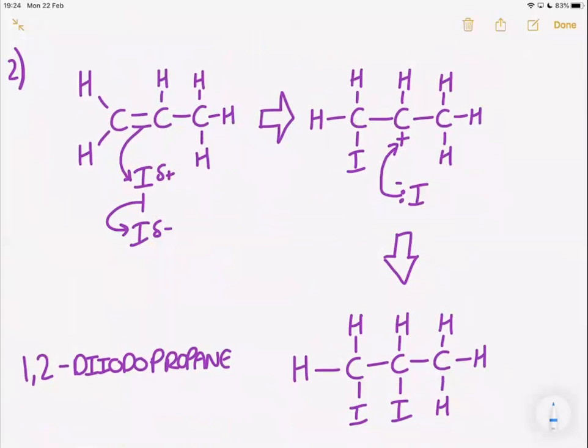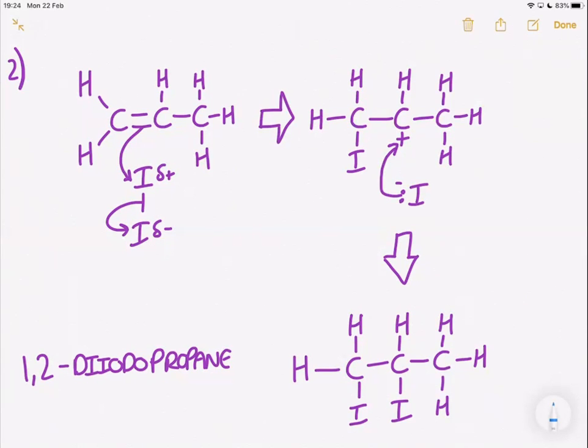So propene plus iodine. Again, this is a halogen, so it's the same kind of idea. It's polarized by the double bond, and what we get is 1,2-diiodopropane. This might even be the same example I used when we did the equation task in the previous lesson. Can't 100% remember.